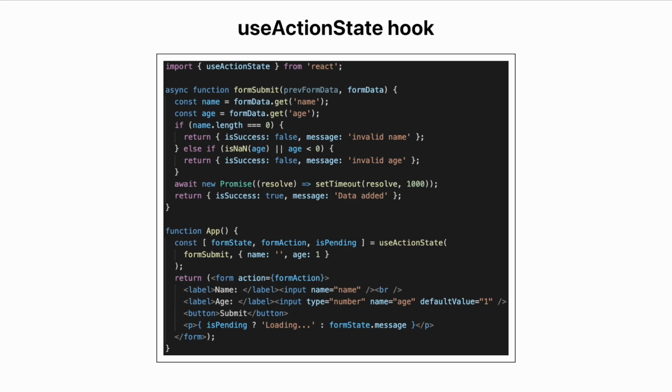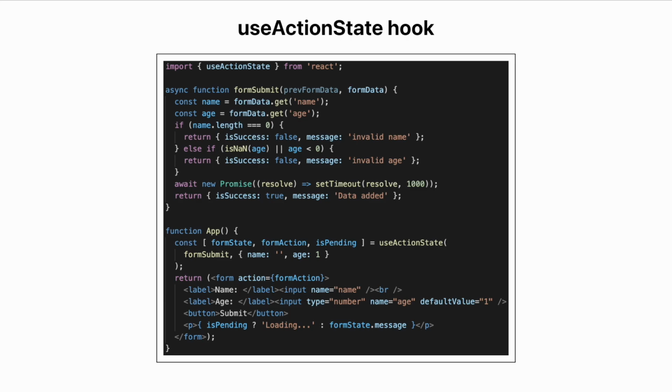Here we have a form with one text input for name and a number input for age. When the form is submitted, the form action will be called. In the action function, we check whether the name is not empty and the age is not negative. If the form data is not valid, then we set isSuccess as false and send an appropriate error message. If the form data is valid, then we set isSuccess as true and send a success message.